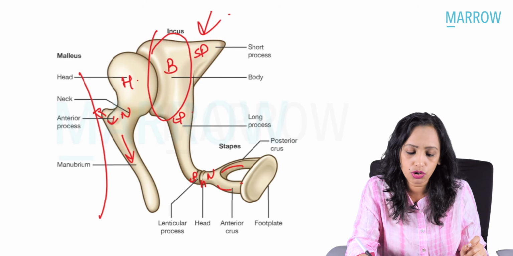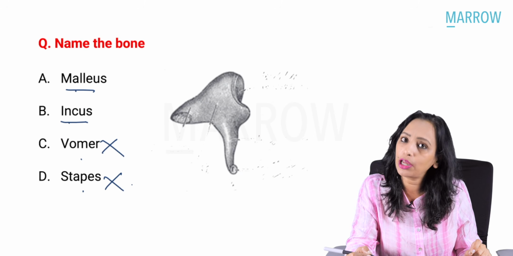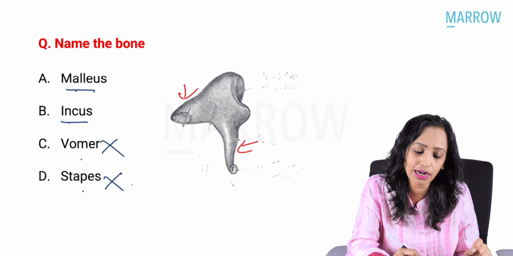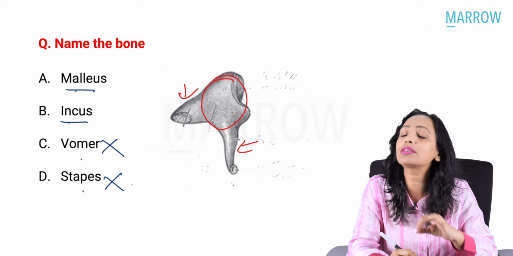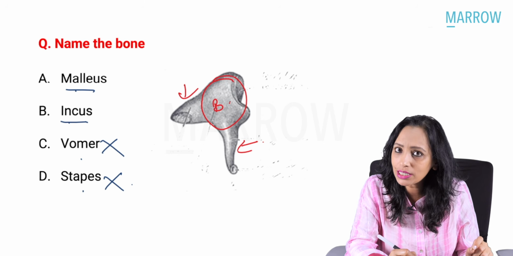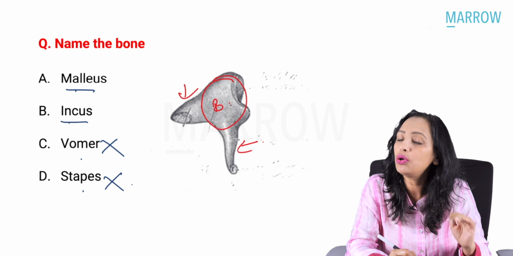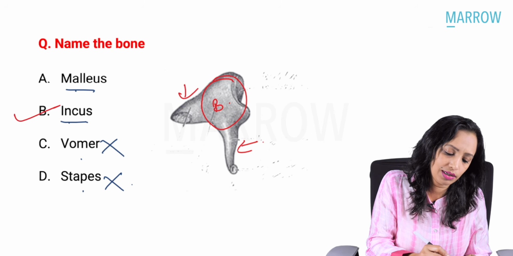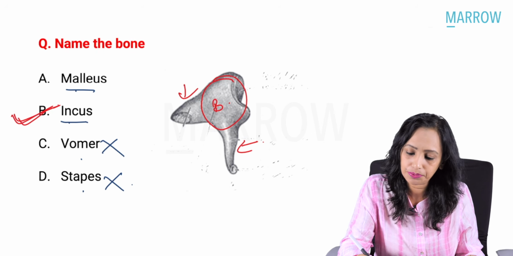Is that clear? So now when you see this picture again, can you make out that we have one process here, directly coming out from this part, which means this cannot be the head, it has to be the body. And which ossicle has no head, no neck, directly a body? That is the incus. So yes, the answer here is incus.